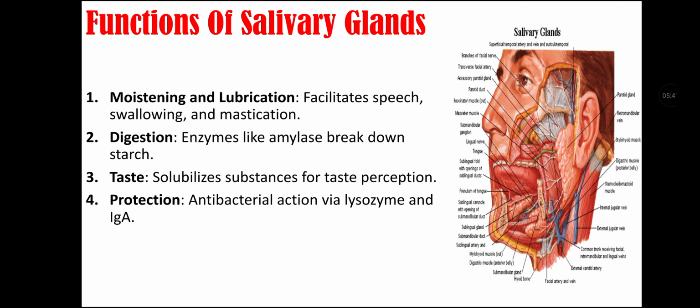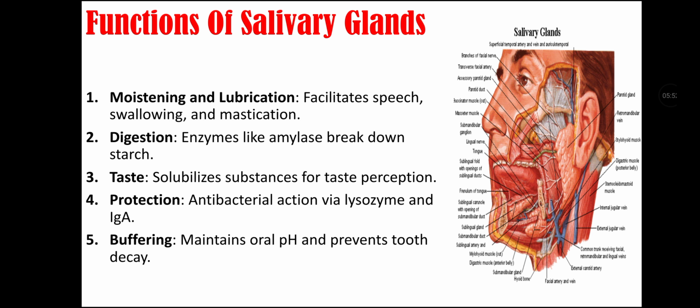Fourth function of salivary glands is protection, as there is antibacterial action through lysozyme and immunoglobulin A that are present in the secretion of the salivary glands. Fifth function is buffering, as they maintain oral pH and prevent tooth decay.